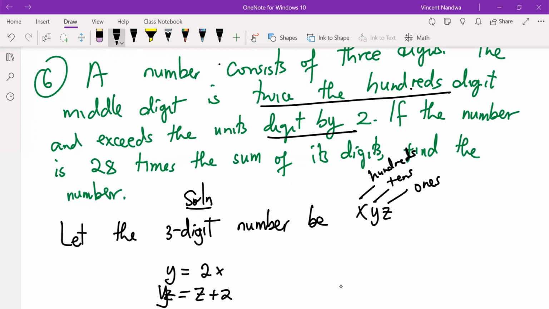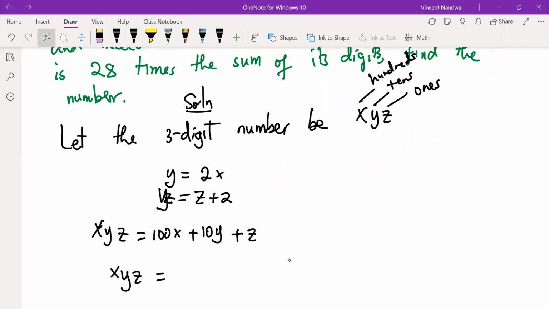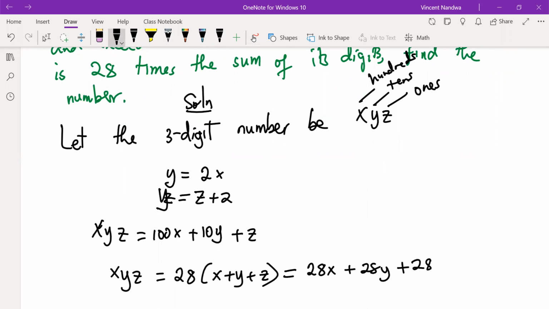If the number is 28 times the sum of its digits. So remember the number xyz, when you write in expanded form, it will be x times its value, which is 100, so we'll have 100x plus 10 times y plus z, its value is 1, so 1 times z is z. So that's what we have. When you say that the number is 28 times the sum of its digits, so xyz is the same as 28 times the sum of the digits x plus y plus z, which is the same as 28x plus 28y plus 28z.